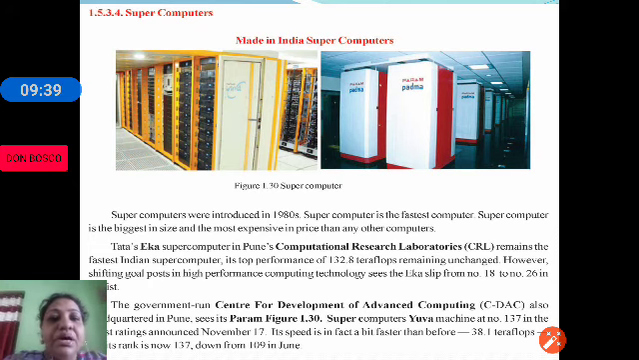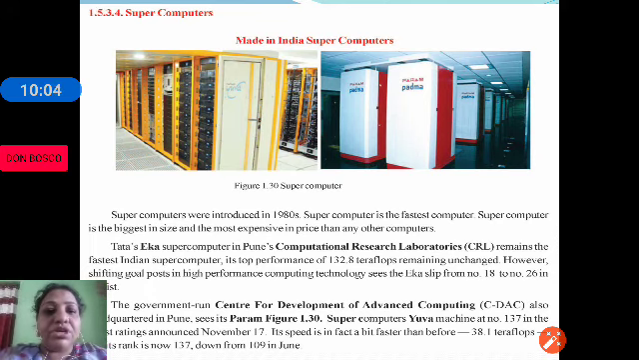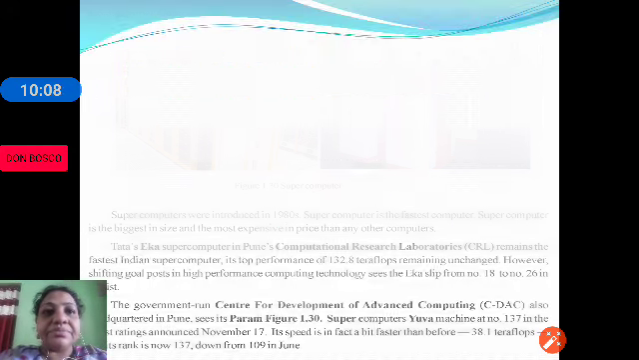And also the Government of India uses a CDAC computer which is also a supercomputer. And also there are computers called Param and Yuva. These are the supercomputers: Eka, Yuva, Param, CDAC, all of which are used by some of the government institutions.